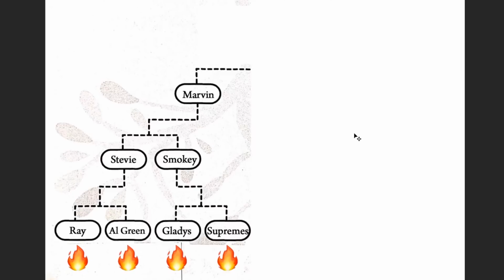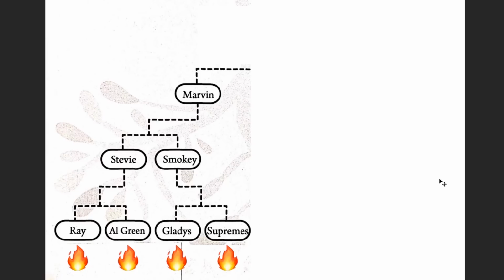So if we look at this right here on the left side, Marvin is now in the water position. Stevie and Smokey are now in the earth position. And then Ray, Al Green, Gladys, and Supremes are in the air position. And then they're all going to go out and get their 2 people, which are going to come in the fire position, which you notice is going to be 2 for Ray, 2 for Al Green, 2 for Gladys, and 2 for the Supremes. That's going to be a total of 8 individuals in the fire position.